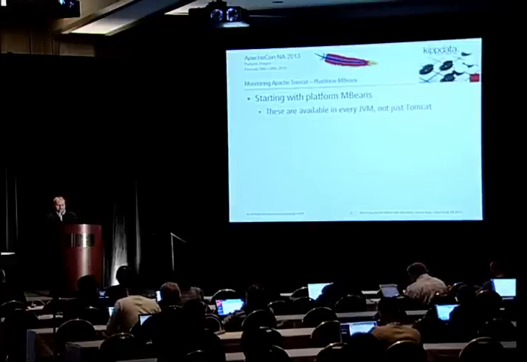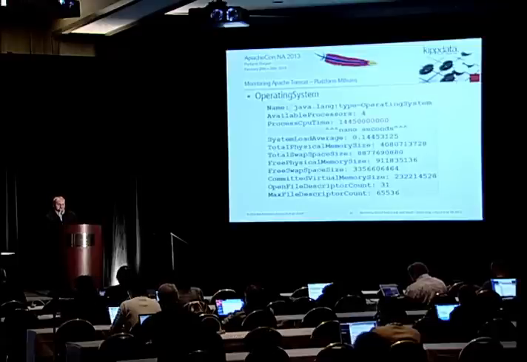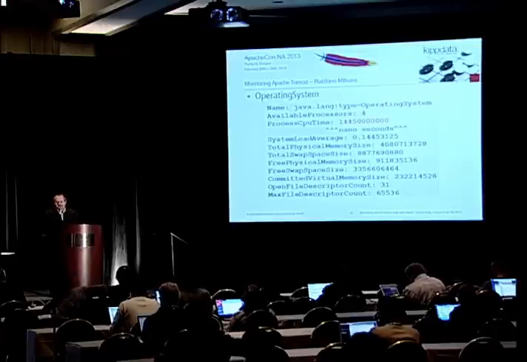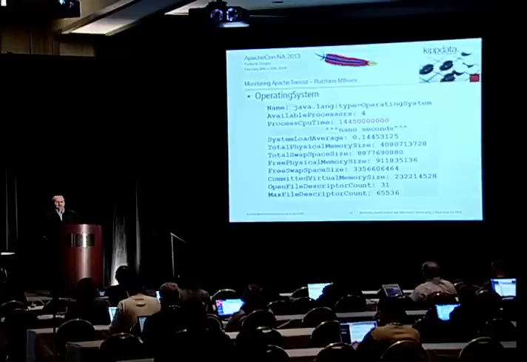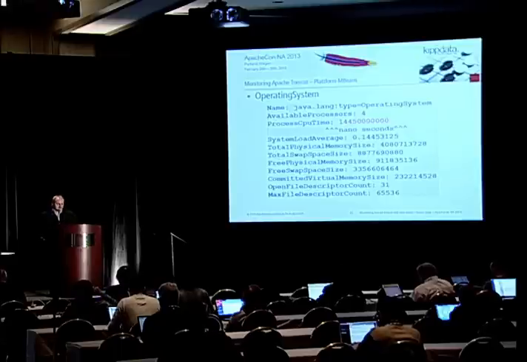So we start with platform MBeans. These are the ones that are available in every JVM, not just in Tomcat. First platform MBean: operating system MBean. I do not show the full data because I think I omitted everything that's totally irrelevant to monitoring. Maybe I will show a little that's not really relevant, but I tried to omit everything that's totally irrelevant.